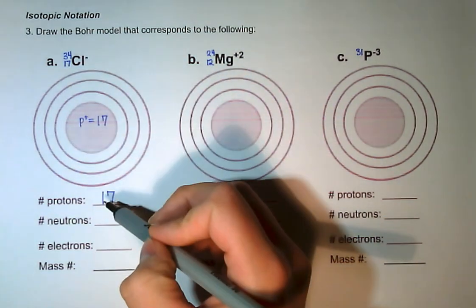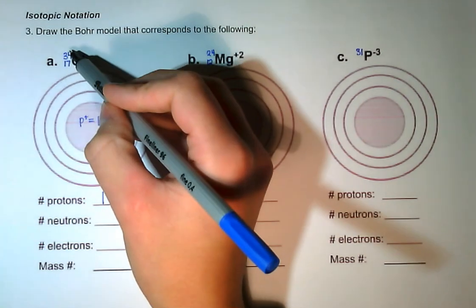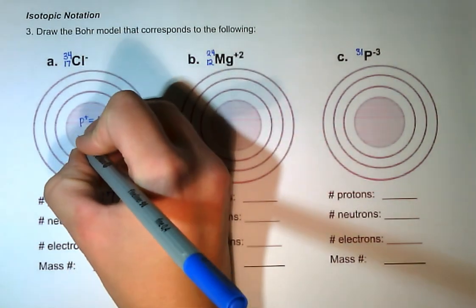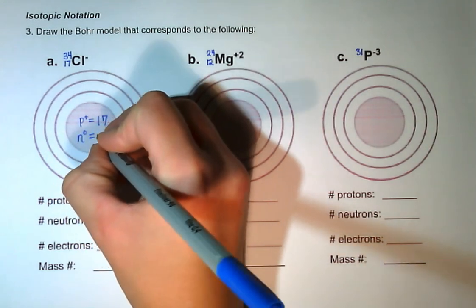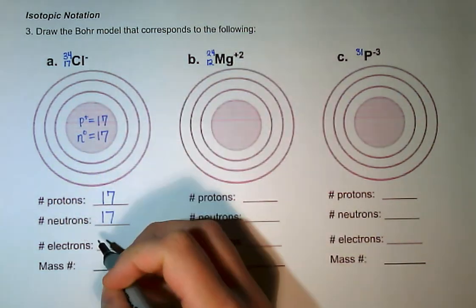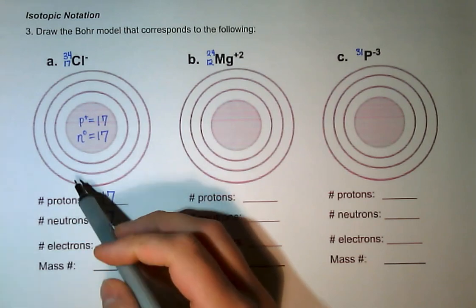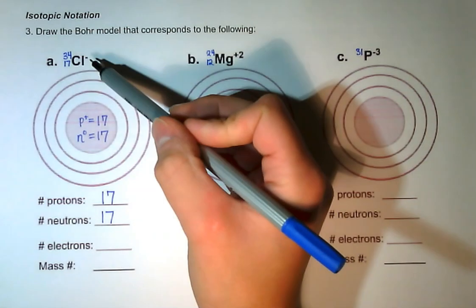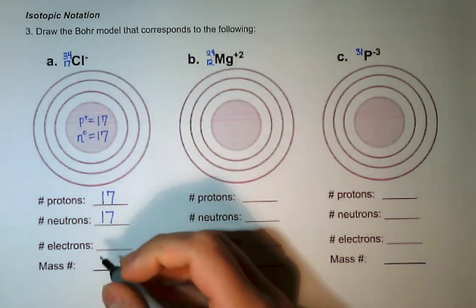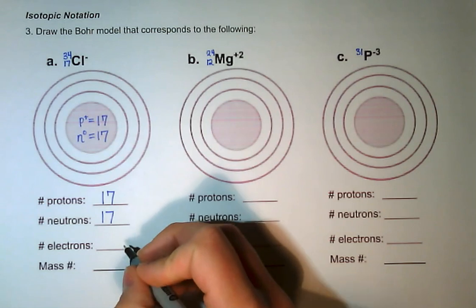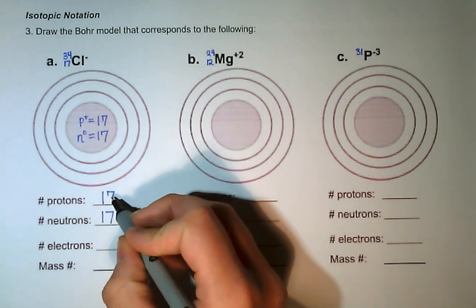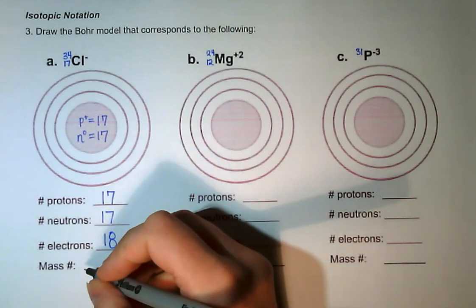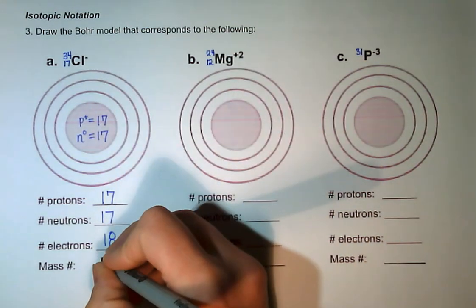So our number of protons is 17, and our number of neutrons would be 34 minus 17, also 17. So I'm going to represent that with N0 equals 17. Then our number of electrons. Now in a neutral atom of chlorine, the number of protons and electrons would be the same, but since we have a negative charge, that means that we must have gained 1 extra electron. So instead of having 17 electrons, we're now going to have 18 electrons. And of course our mass number is 34.